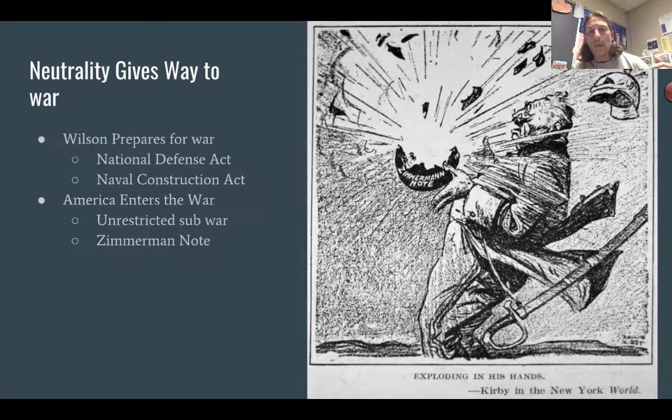There's going to be the Zimmermann note that gets intercepted, where the Germans are offering to return parts of the United States, for example, Texas and California and Arizona and New Mexico, that Mexico had lost to the United States in the Mexican-American War, in exchange for attacking the United States. So if Mexico attacks the United States, keeps us busy, Germany will then try and help return those lost areas to Mexico after the war. Mexico doesn't take them up on this, but this note gets intercepted, it gets published, and it's going to harden American opinion against the Germans.